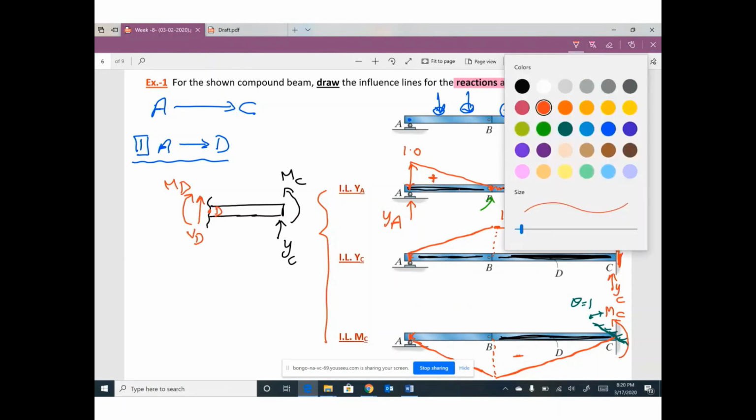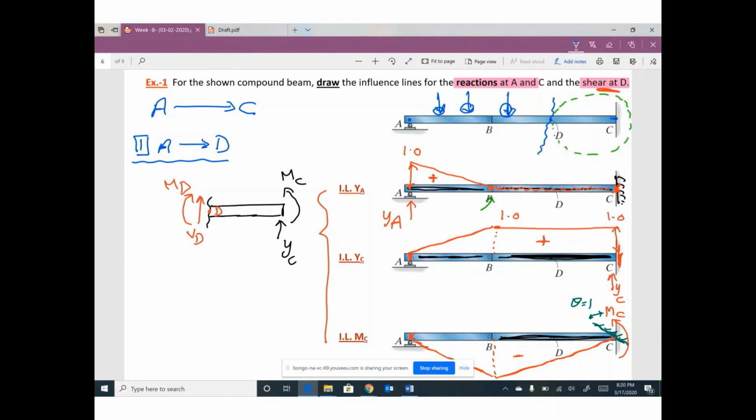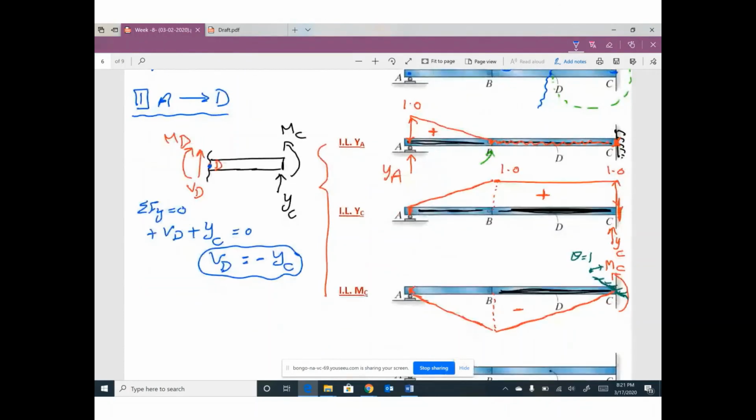Go ahead and apply the equilibrium equation by applying summation F of Y equals 0, we have positive VD, we have positive YC equals 0. That means V at D, shear at D equal negative YC. Take moment at point D. Actually, we don't care about moment. We are looking for shear only, so I don't care about moment. Second trip.